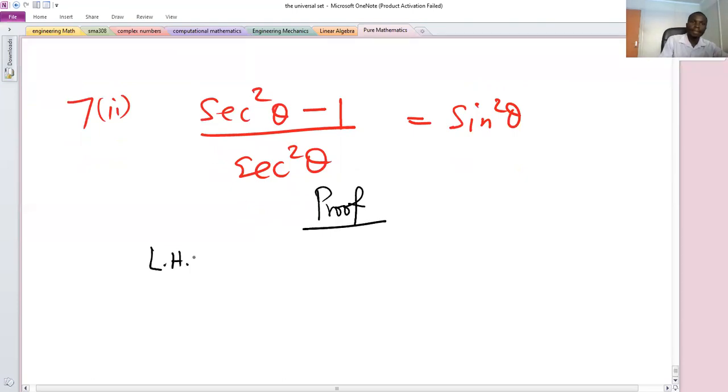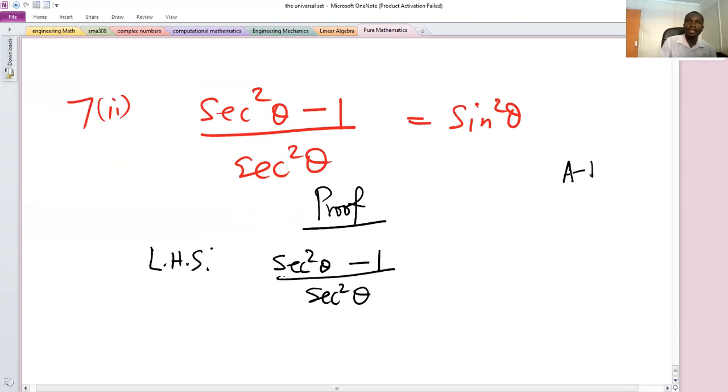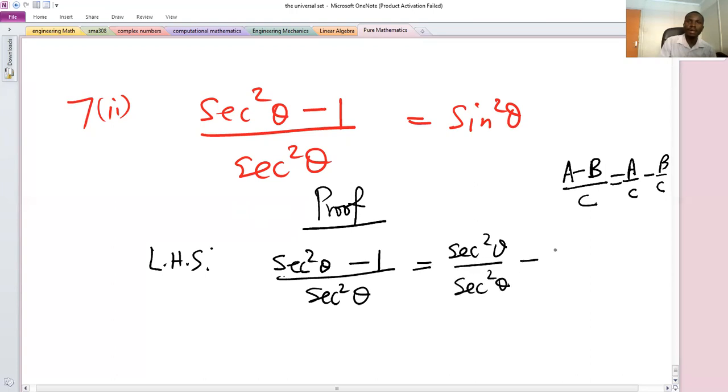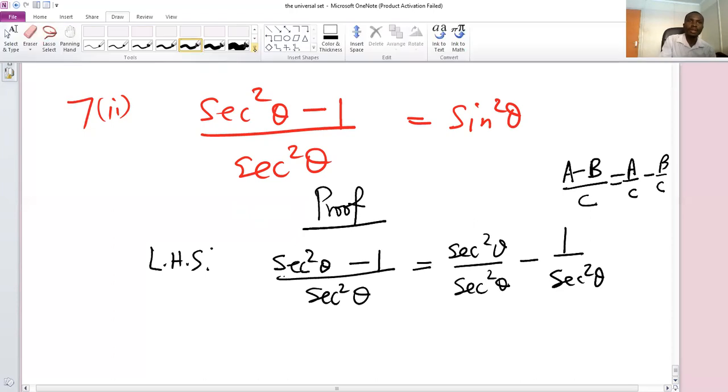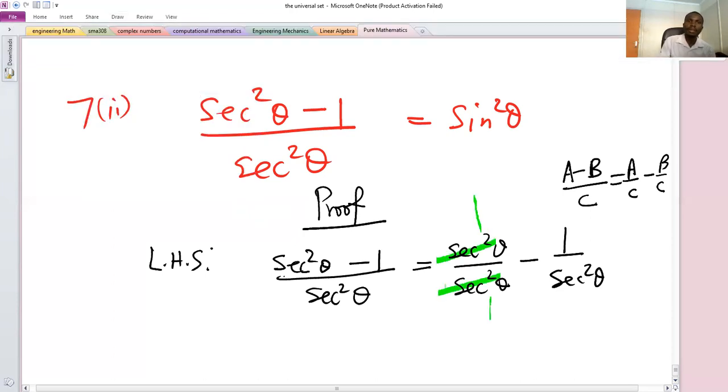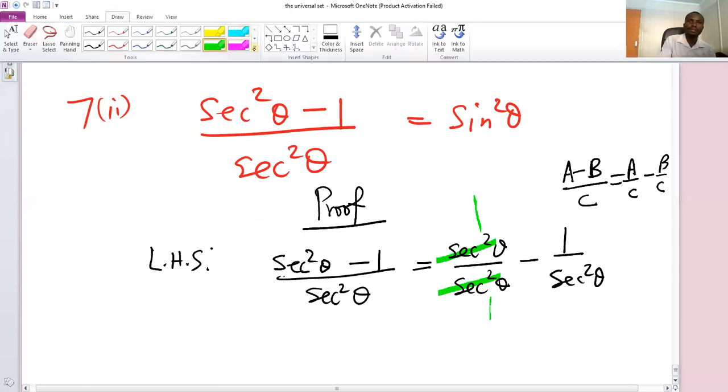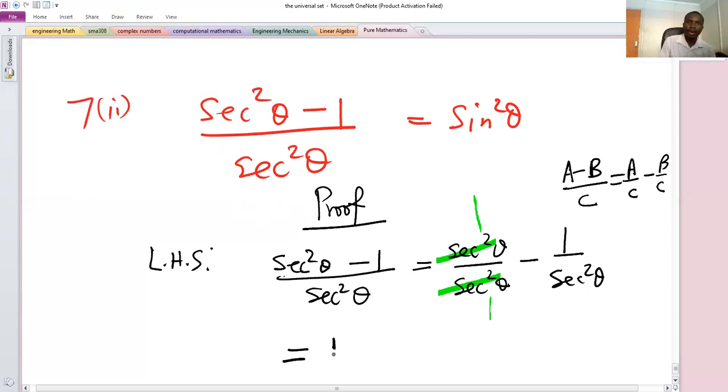So left hand side, we have sec squared theta minus 1 over sec squared theta. I see when I have A minus B over C, the same as A over C minus B over C. So this can be written as sec squared theta divided by sec squared theta minus 1 over sec squared theta. And this is 1. So we'll have 1 minus 1 over sec squared theta.